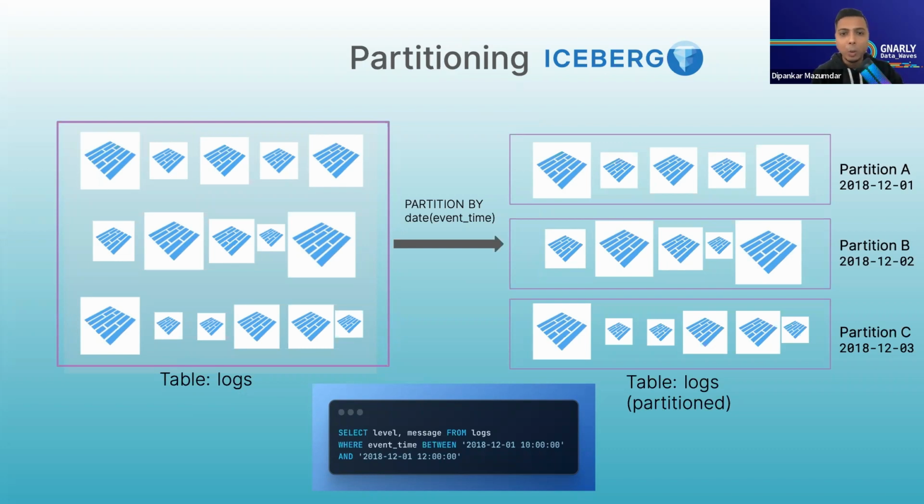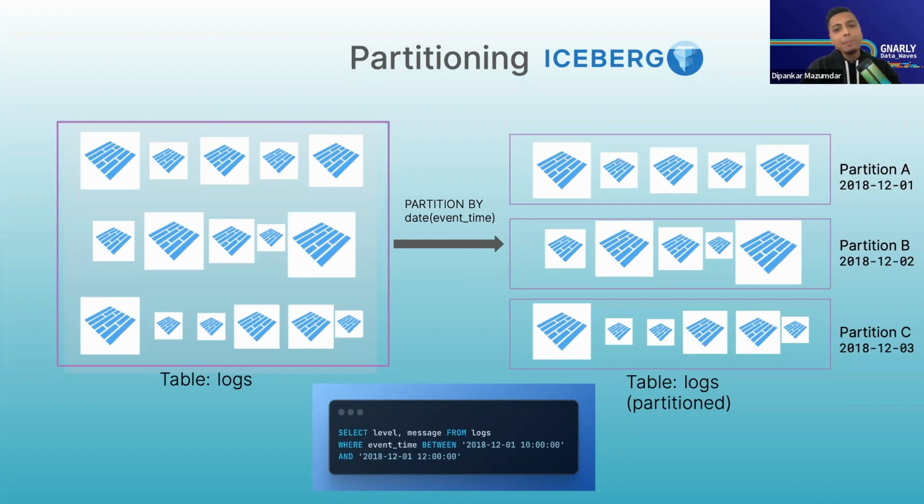And now if we run a query to get some of the log entries, including, let's say, a time range field. For example, if you look at this particular query here, we are trying to get the level and the message from the log, between these two dates, a time interval of 10 to 12 p.m., and we are looking for only the 1st of December 2018 data, right? So in this case, to satisfy this query, if we don't do partitioning, we will have to look into the entire set of files to see which rows exactly match our predicate, right?